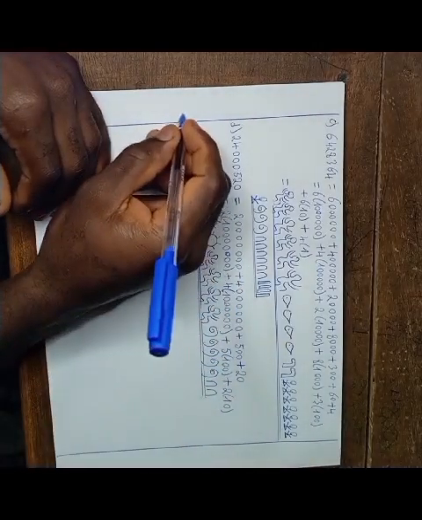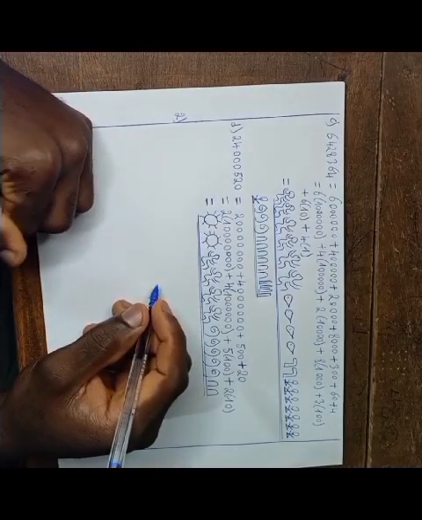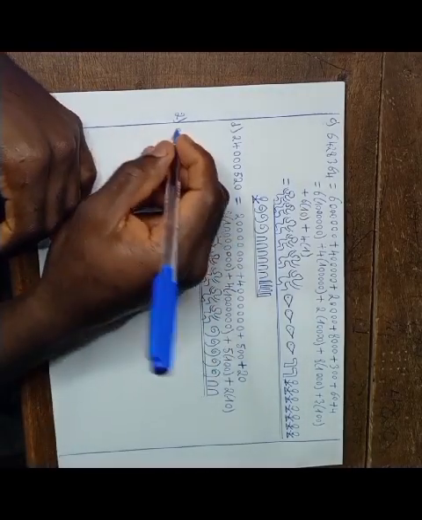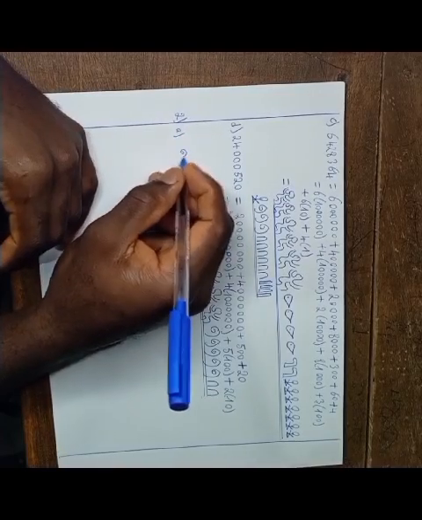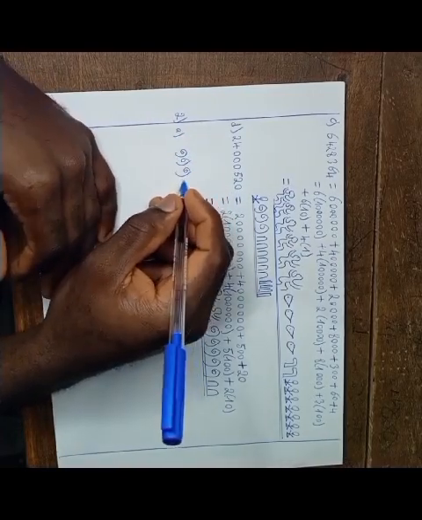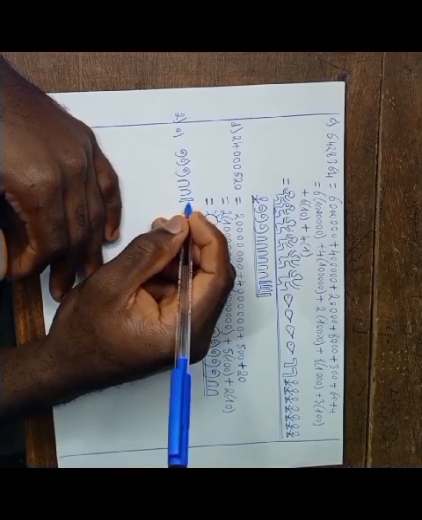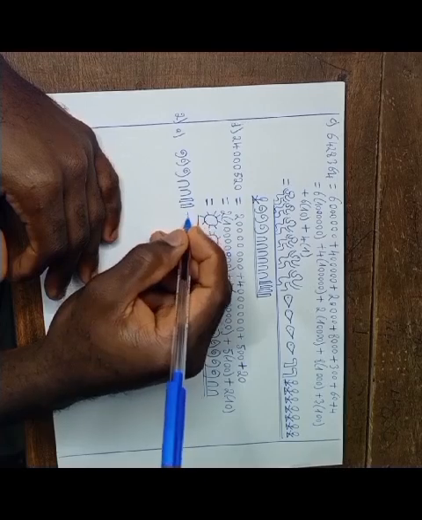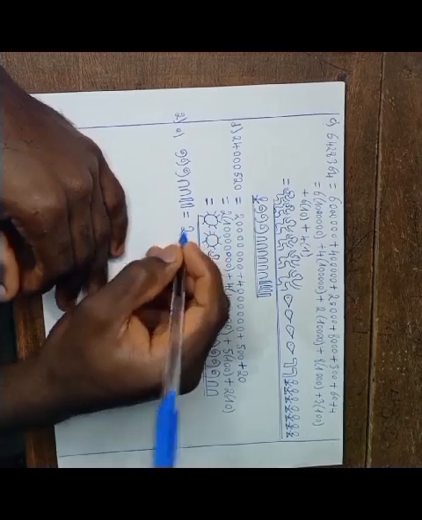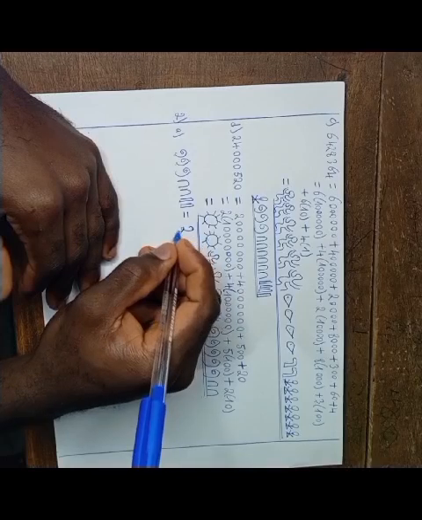Next, we move now to question 2, which says, what numbers are represented by the following Egyptian numerals? Question A, we have 3 spirals, 2 hell bones, and 2 straight fingers. This will simply be equal to 1, 2, 3. We have 3 spirals, so I'll write down 3.